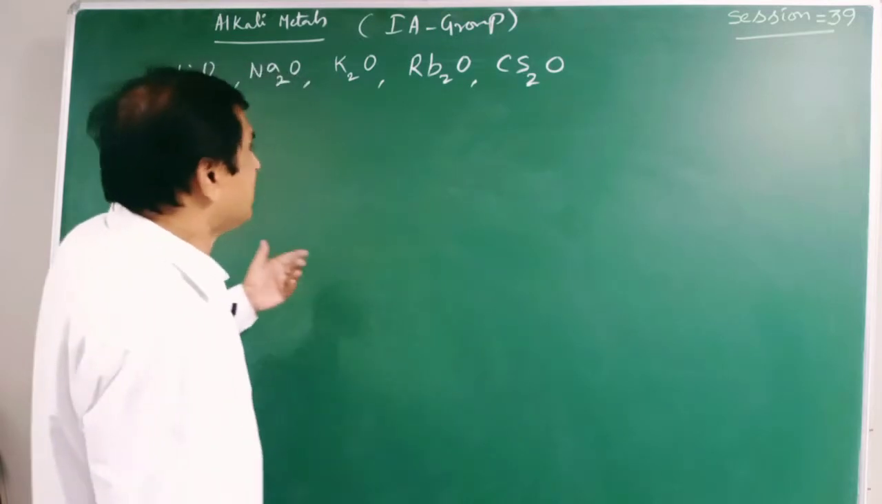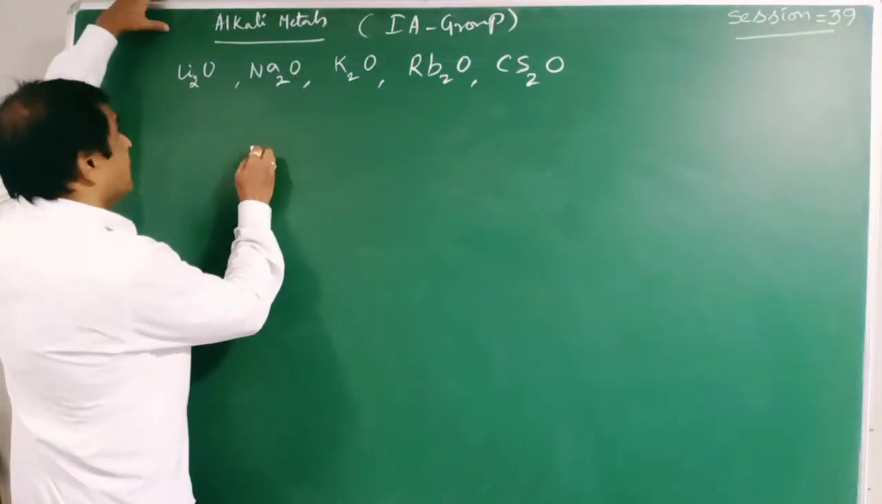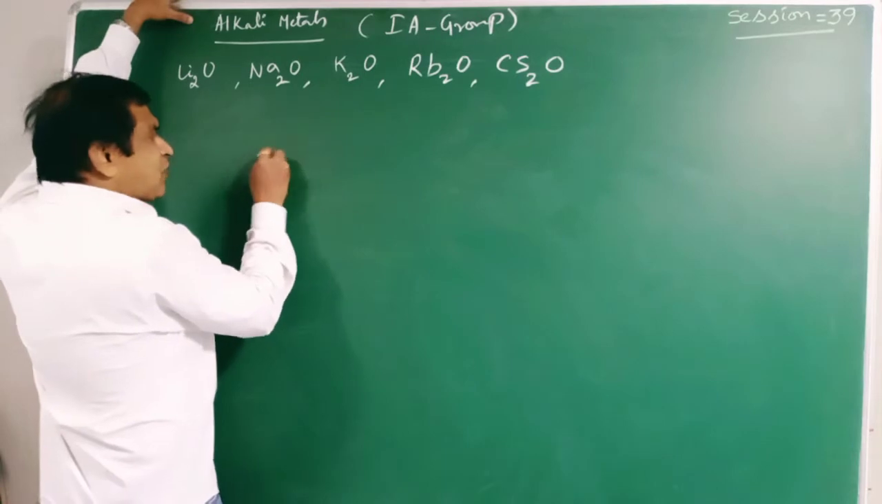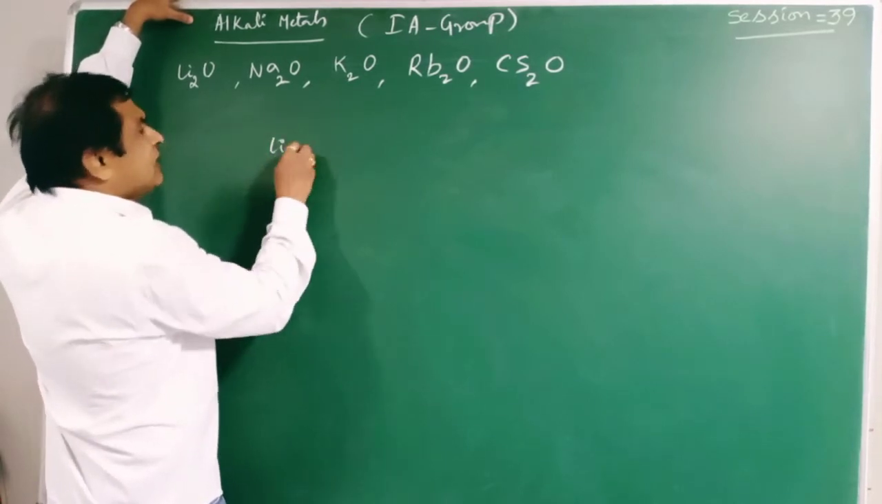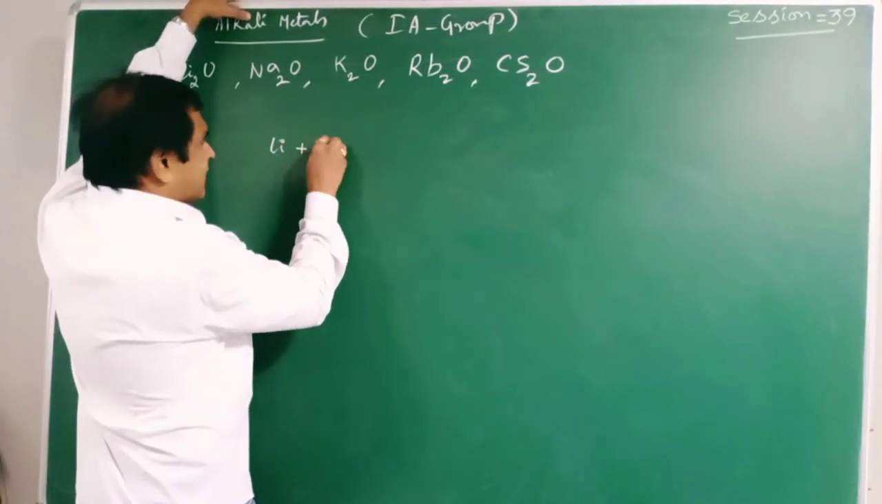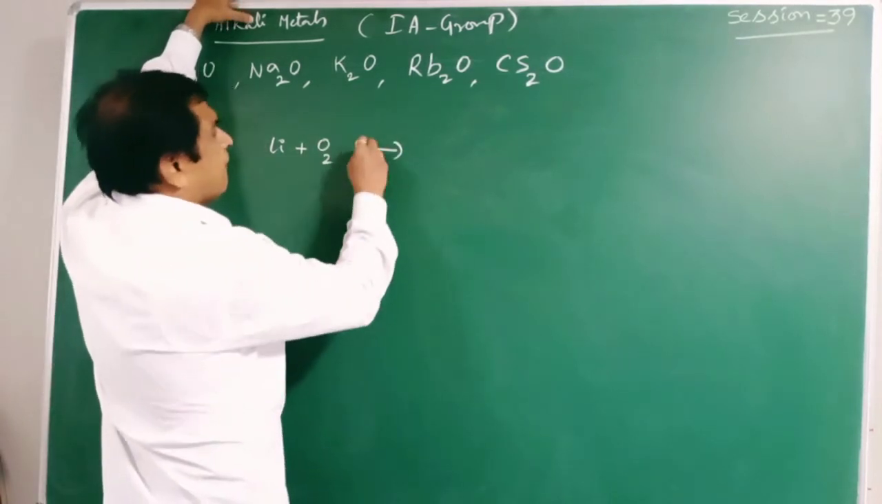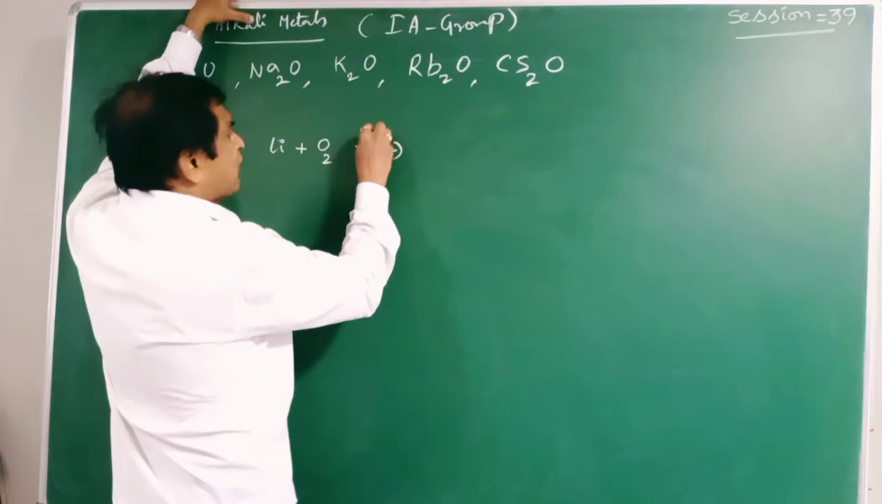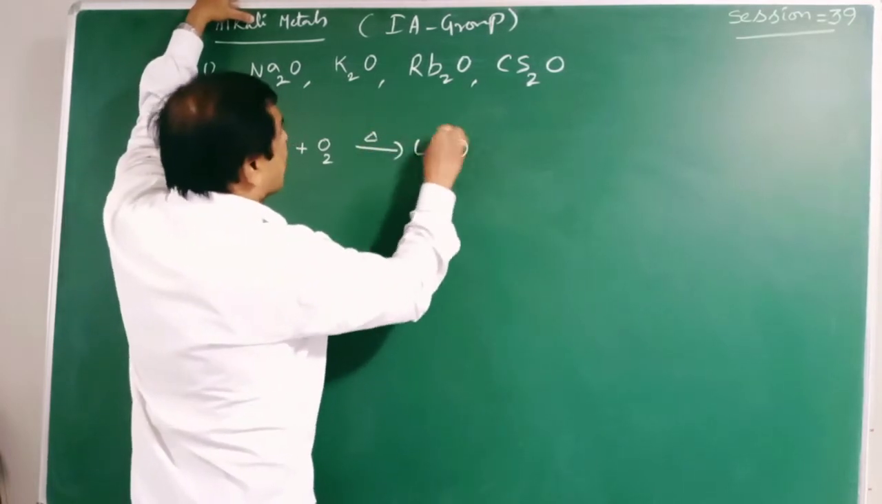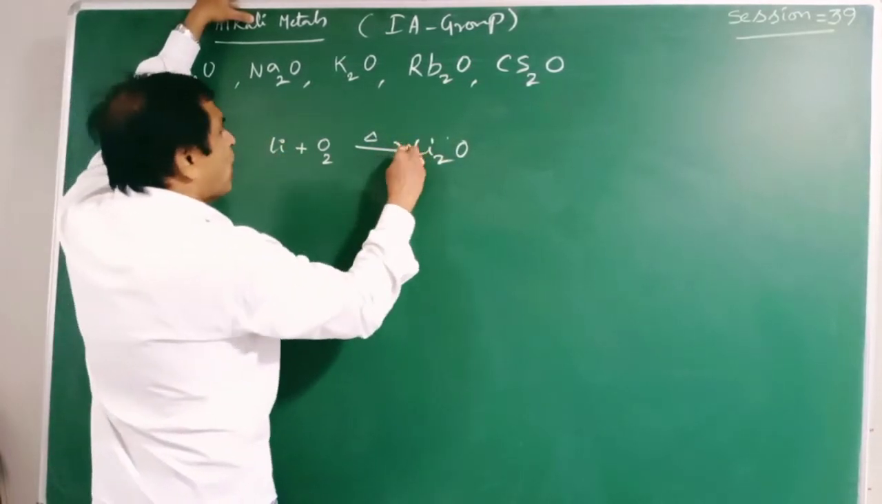So how can we prepare them? It is very easy to prepare them. When an alkali metal is heated in air, in the presence of a limited amount of oxygen, it forms the corresponding oxide.